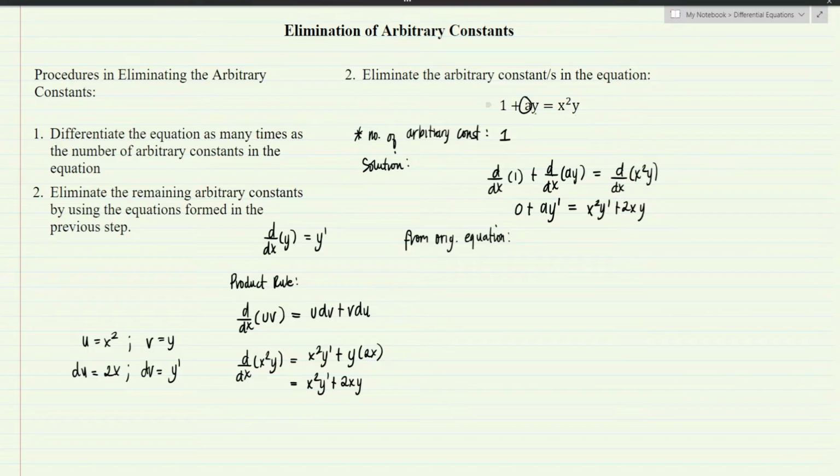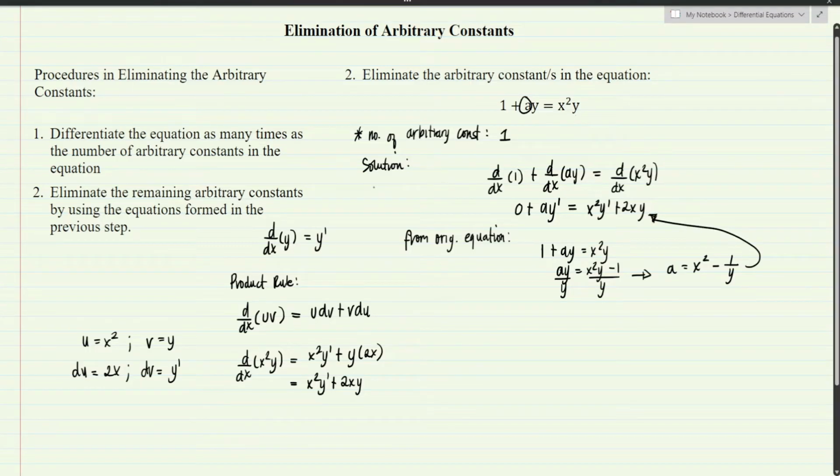I will try to isolate a from the original equations. I will have here 1 plus ay equals x squared y. Transposing 1 on the right side of the equation, I will have ay equals x squared y minus 1. Dividing both sides by y, I will have here a equal to x squared y over y. That would just be x squared, then minus 1 over y. So I've distributed the denominator on both the terms in the numerator. So I can now use this value of a and substitute it to the first order differential equation.